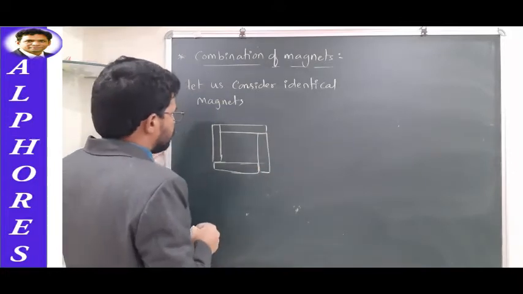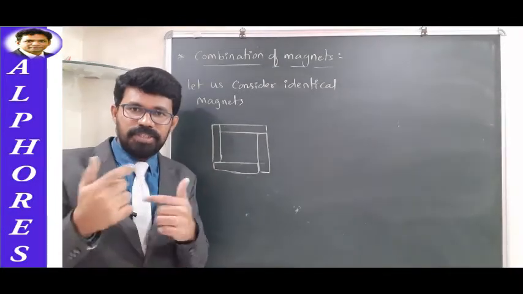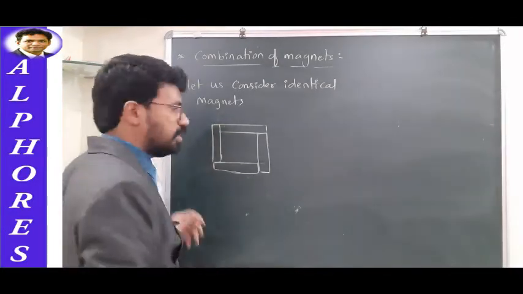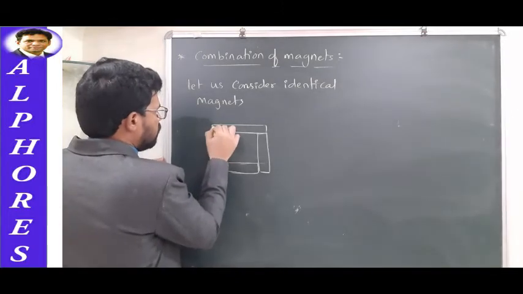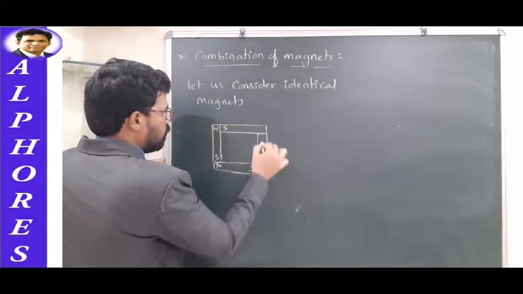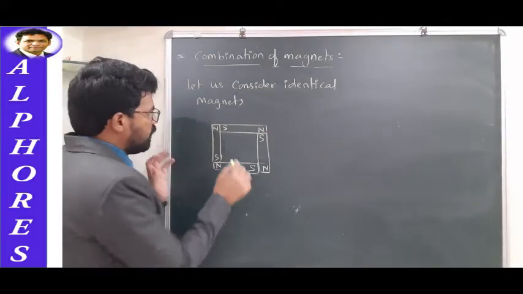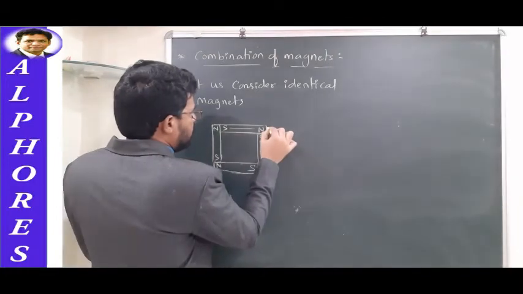Okay, I will arrange this such that unlike poles will be in touch with each other. If it is south here, this will be north. South, north, south, north, south, north. Okay, all are identical, so its magnetic dipole moment will be along this direction.